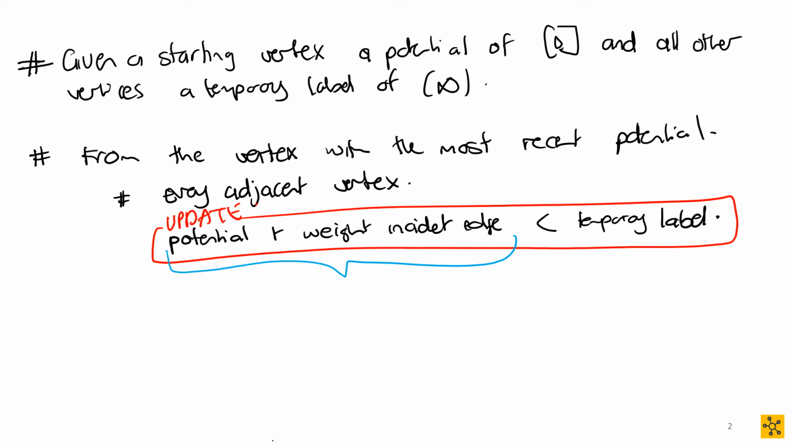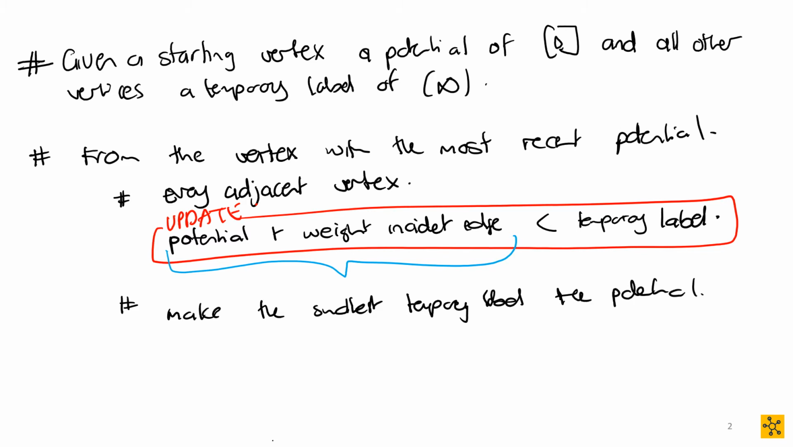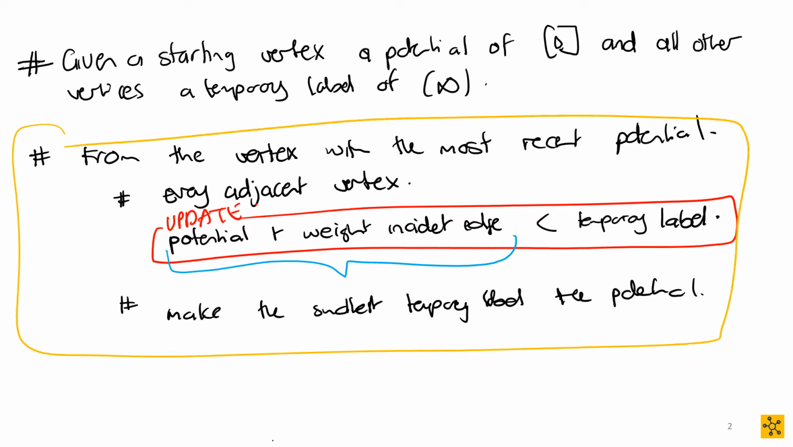So make the smallest temporary label the new potential. And we repeat this process until you basically get to the end. So if you were looking for the shortest path between vertex A and vertex B, you would continue until you get a potential value at vertex B. Or if you were going from vertex A to vertex F, you would repeat until F has a potential associated with it. In other words, once it has a solid number.